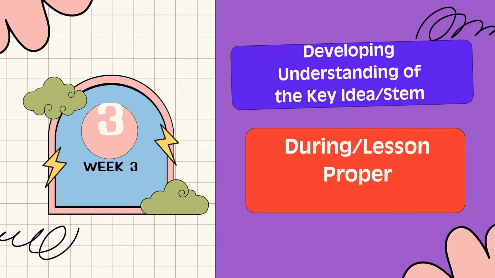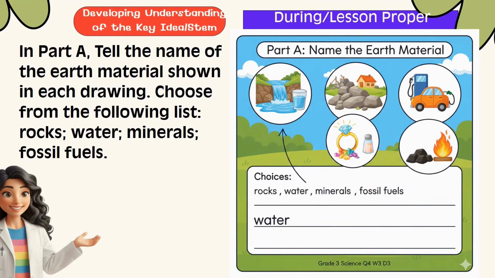Developing understanding of the key idea stem. In Part A, tell the name of the earth materials shown in each drawing. Choose from the following list: rocks, water, minerals, or fossil fuels. Name the following pictures.